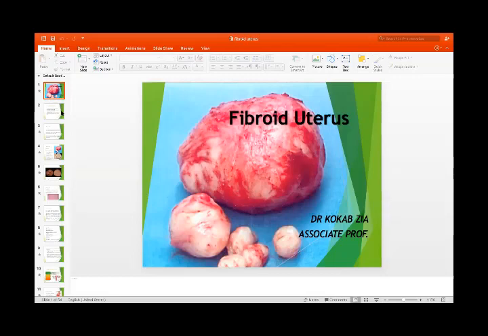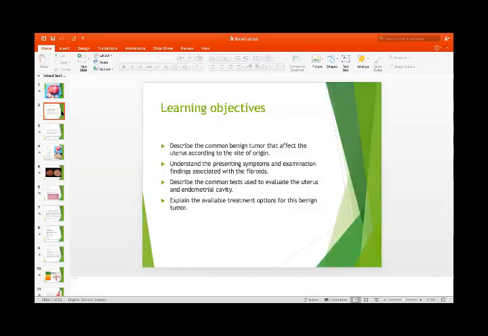Today, our topic of discussion is fibroid uterus. The learning objectives of today's talk are to describe the common benign tumors that affect the uterus according to the site of origin, to understand the presenting symptoms and examination findings associated with fibroids, to describe the common tests used to evaluate the uterus and the endometrial cavity, and to explain the available treatment options for this benign tumor.